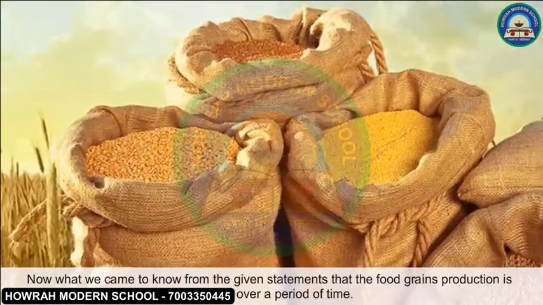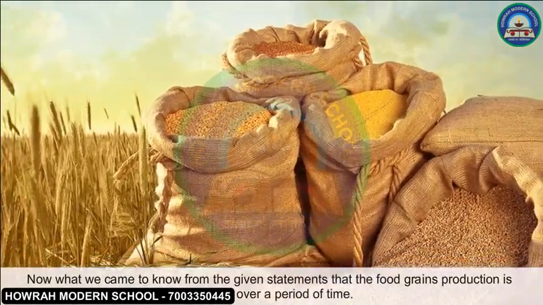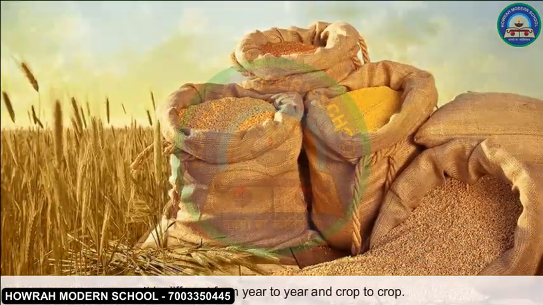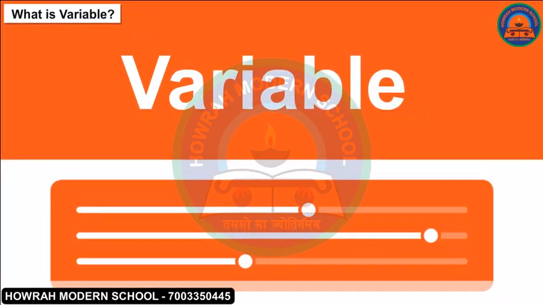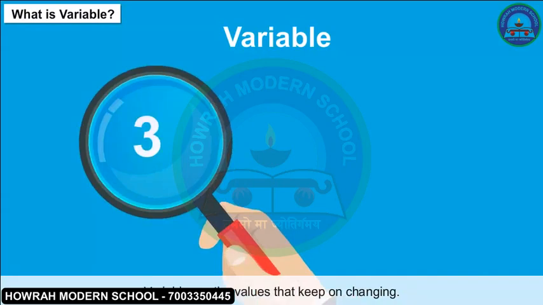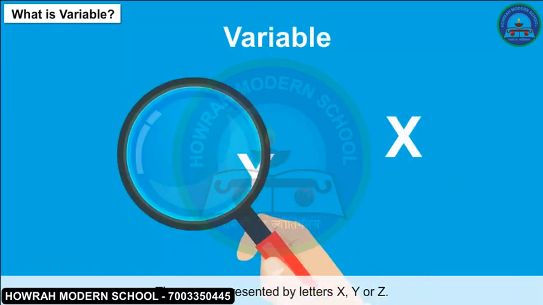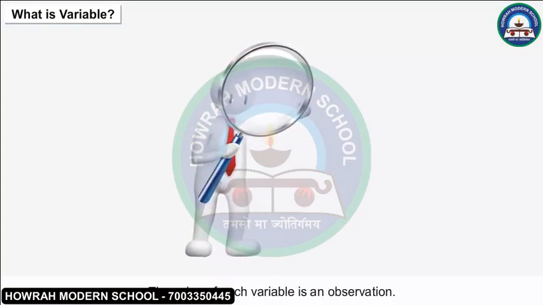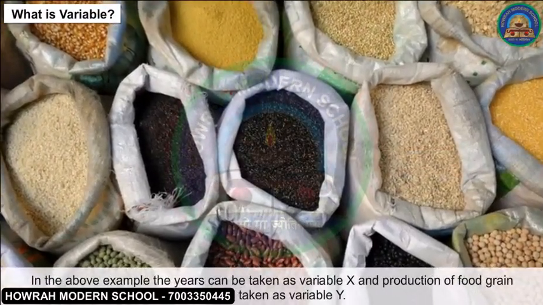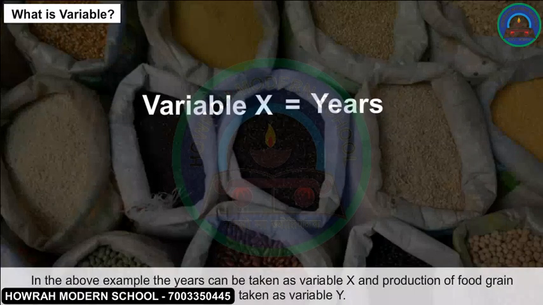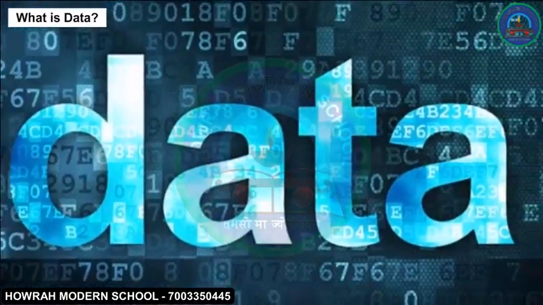Now what we came to know from the given statements is that food grains production changes over a period of time. It is different from year to year and crop to crop. What is variable? Variables are the values that keep on changing. These are represented by letters X, Y or Z. The value of each variable is an observation. In the above example, the years can be taken as variable X and production of food grain can be taken as variable Y.